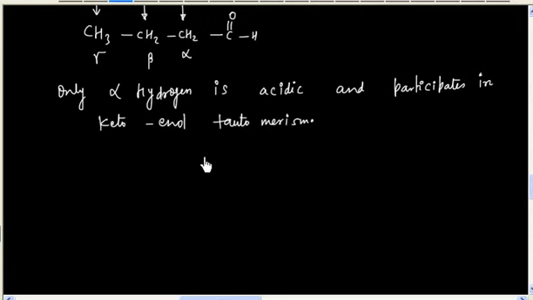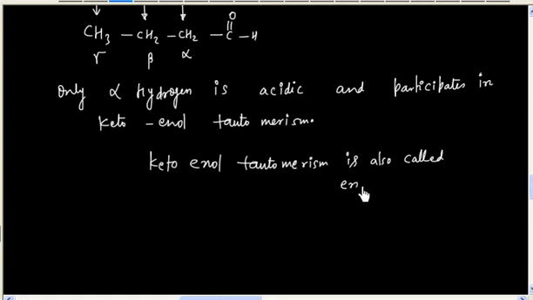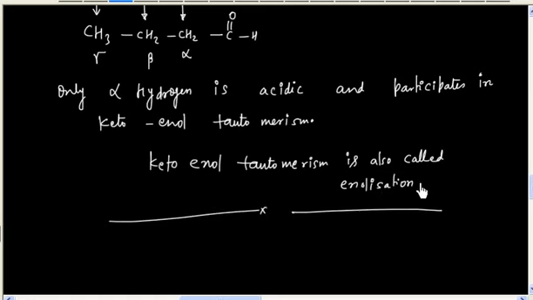Keto-enol tautomerism is also called enolization. So this is about base catalyzed keto-enol tautomerism.